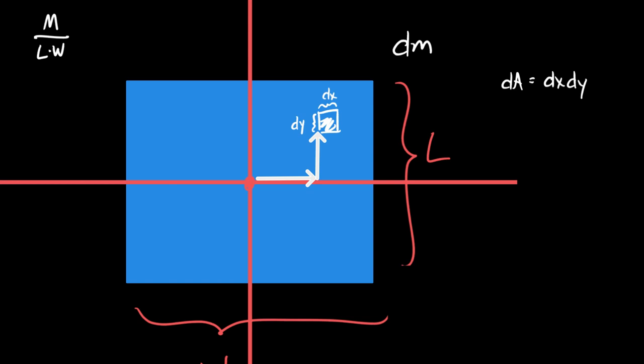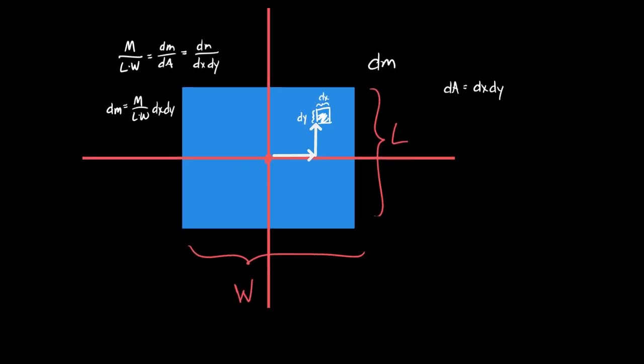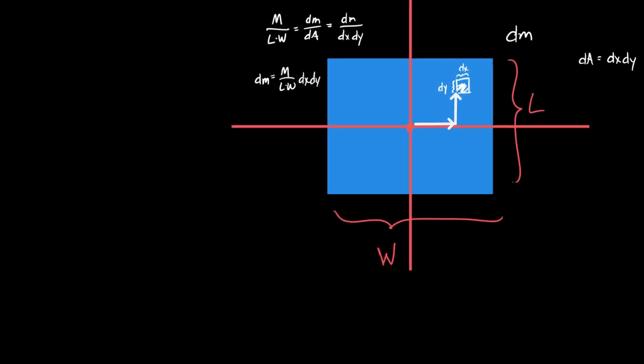Okay, so I set up my mass per area, and I'm going to set this equal to dm over dA, but I'm going to replace dA with dx times dy. I'm going to solve this for dm and get dm equals m over L times W dx dy. I think I've done all of the steps necessary to set up and establish my integral. So now let's get my integral started. I equals the integral of r squared dm.